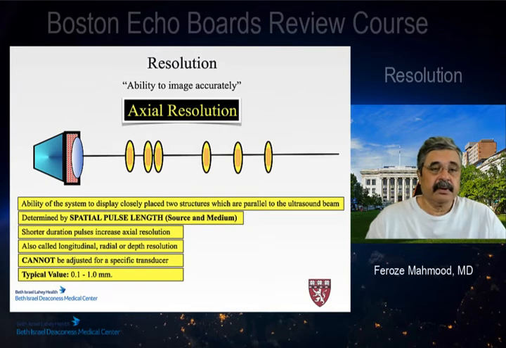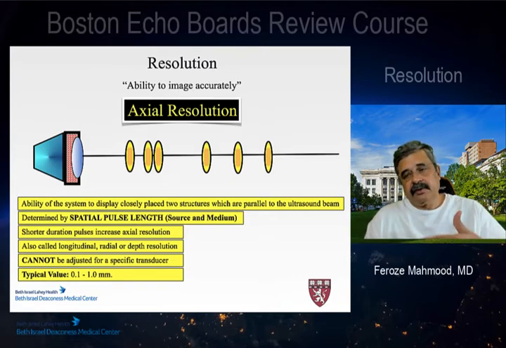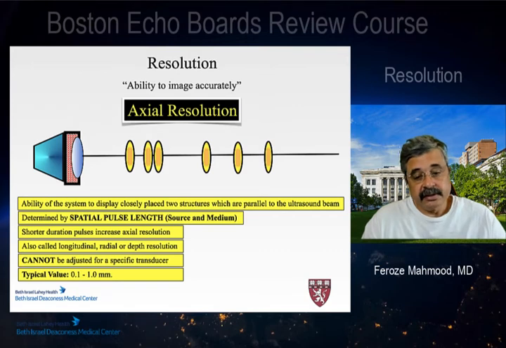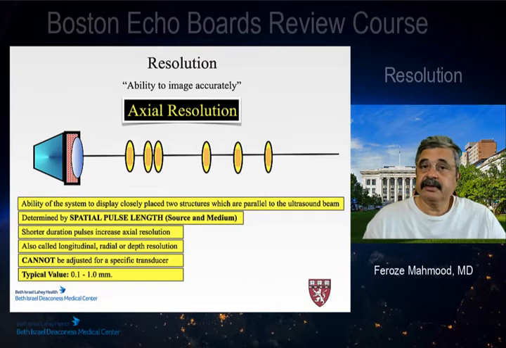ultrasound beam. As has been discussed in the transducer design and the impact of the backing material, this is determined by the spatial pulse length, that is the source and the medium at the same time, which means the source determines the length of the spatial pulse, and the medium, as the pulse goes deeper and deeper into the tissues, the spatial pulse length increases, and therefore the spatial resolution, or the axial portion of the spatial resolution, is deteriorated. Shorter duration pulses increase axial resolution, that is, improve the ability to resolve the position in space when they are lying in parallel to the ultrasound beam.